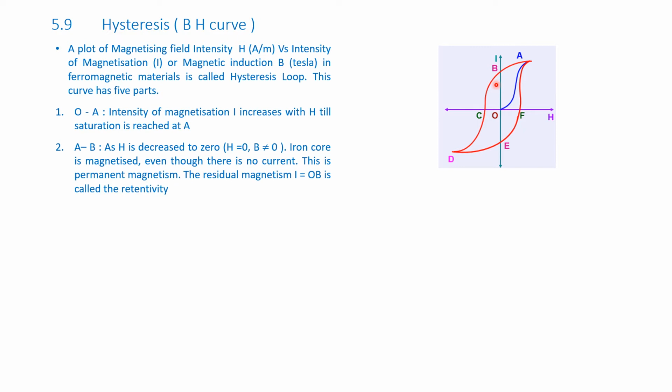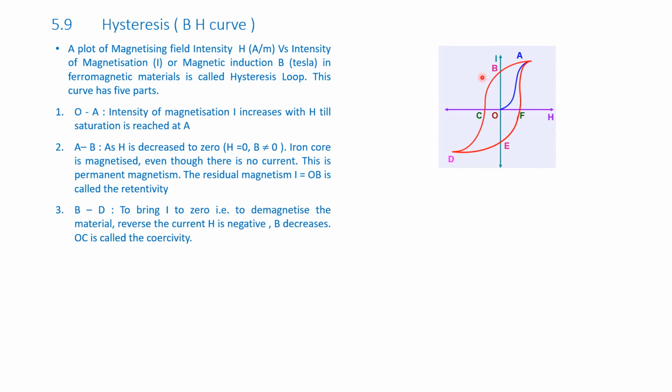So the iron core is magnetized. Here B is not 0, H is 0. The iron core is magnetized even though there is no current. Current is 0, but the material remains a magnet. This is permanent magnetism. That means it is permanently magnetized. The residual magnetism, I equal to OB, is called the retentivity.